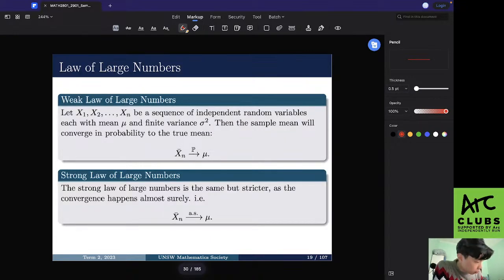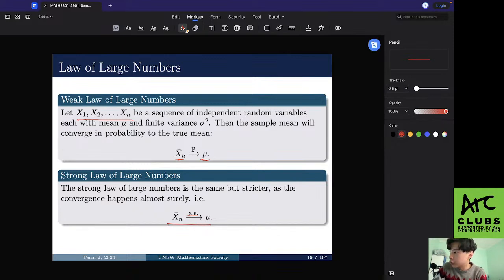We also have something called the weak law of large numbers and the strong law of large numbers. Basically, what it says is when we have a bunch of random variables, the sample mean converges to the true mean. And this convergence is in probability. The strong law of large numbers is the same convergence, except it's almost surely.